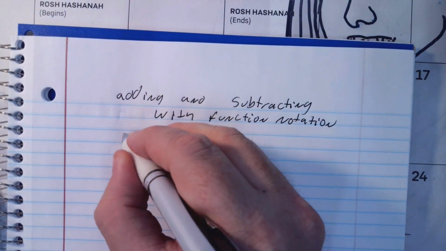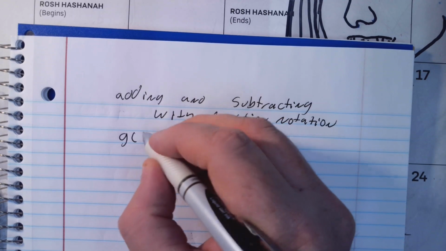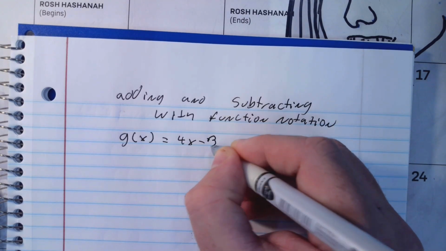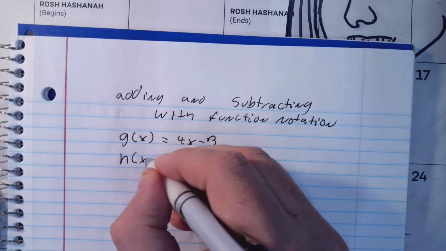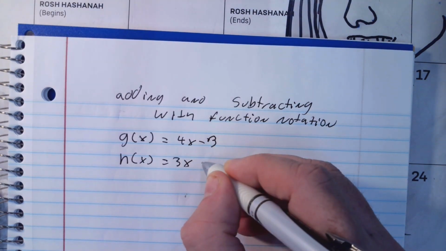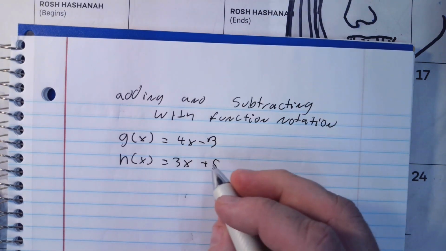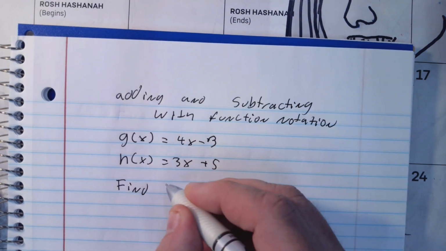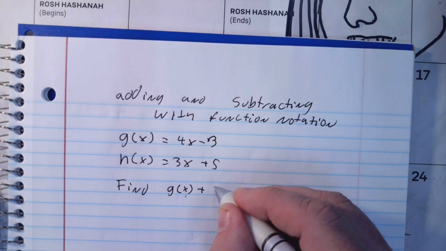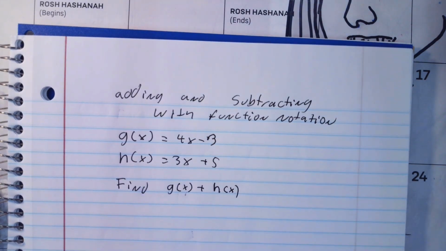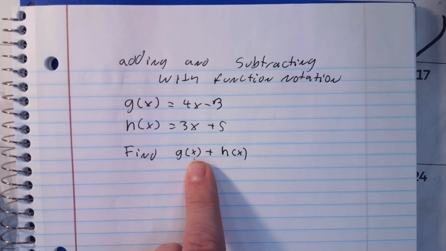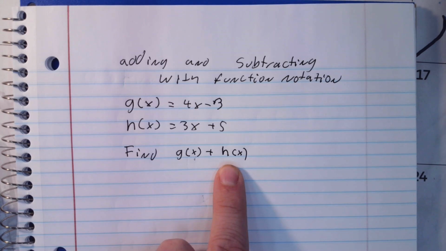So I might have a g of x equals 4x minus 3. I might have an h of x equals 3x plus 5. And then I'm going to have something that says find g(x) plus h(x). And this is kind of how it goes. So what am I supposed to add together? Do I do anything with g(x) and h(x), or is that just kind of the question?